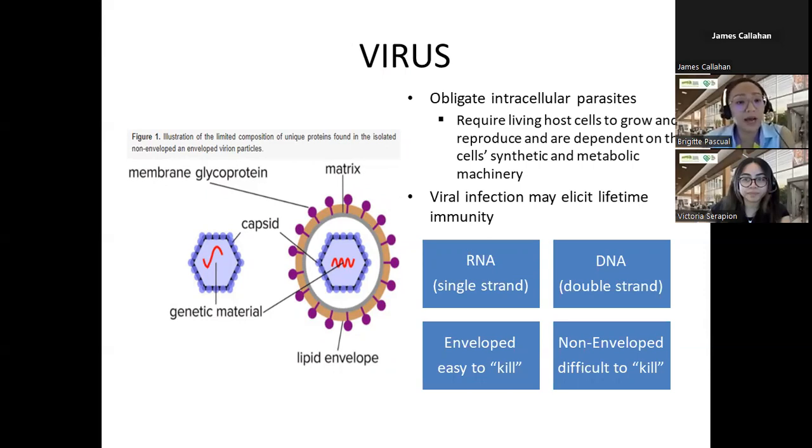Viruses can be classified by whether they contain RNA or DNA or by the presence of an envelope. Enveloped viruses have a lipid membrane surrounding the protein capsid, making them easy to kill, whereas non-enveloped viruses have proteins covering the viral genome, making them difficult to kill.